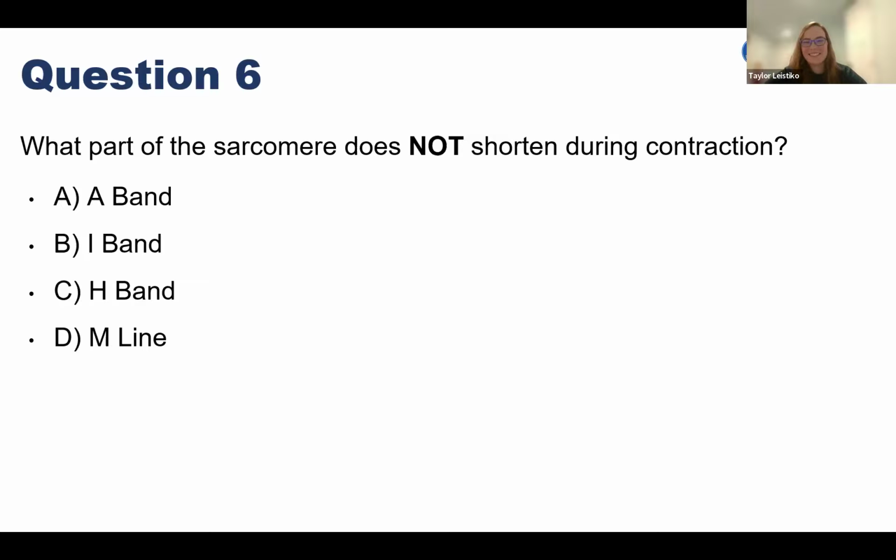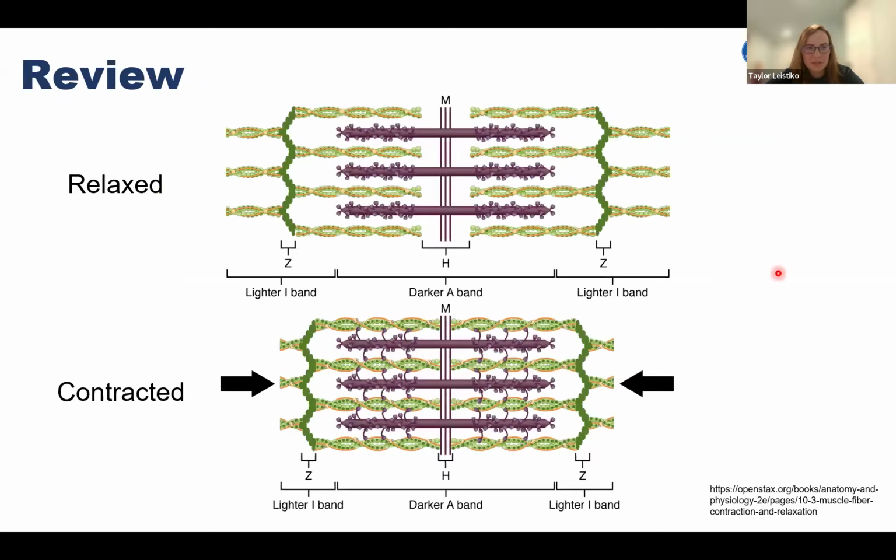All right. Yeah, this one's kind of hard too. The answer is actually A again, for the A band. I know the last one was also A band, so that might have tricked you guys a little bit. But yeah, the A band does not shorten during contraction, which seems a little confusing. But if we look at this picture, I hope this helps.